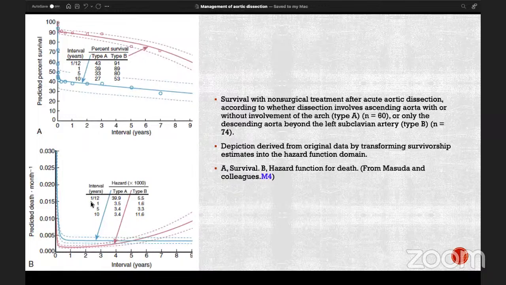What is the difference for type B dissection? You see the mortality rate goes up dramatically in the initial phase of the disease, then goes to a plateau phase, and later on, after 3 or 4 years, the curve starts to rise with higher late mortality for type B dissection.